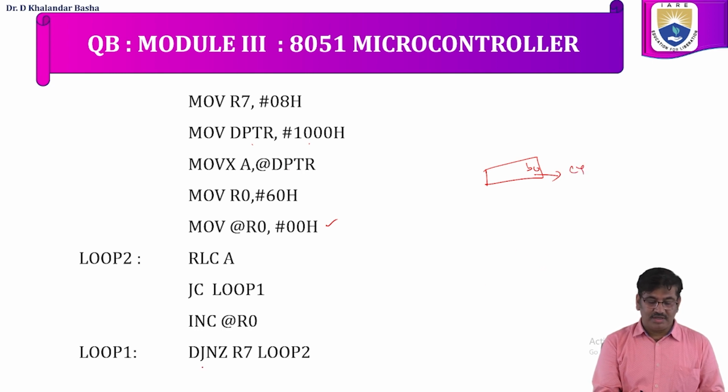Then we'll check the carry flag. If the carry flag is 1, it indicates the bit is non-zero, so don't increment, just skip. If the carry flag is 0, then we have to increment the 60H memory location, which is in the R0 register. So INC @R0, the count will be incremented. We have to repeat this 8 times. For every bit check, decrement R7. If it is non-zero, go to loop 2.